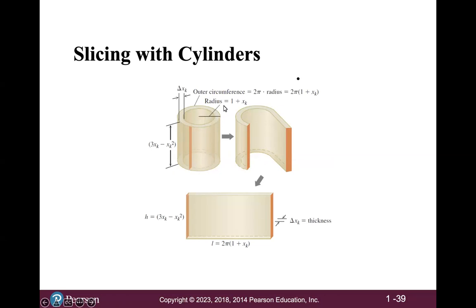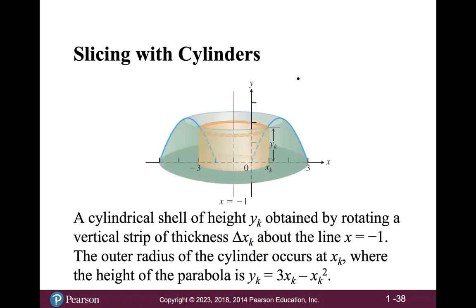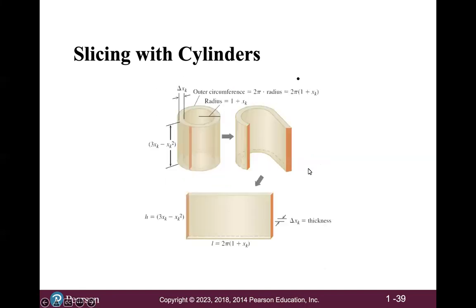The radius of the shell is 1 plus x sub k, and that's because, if I go back to this picture, the distance from the y-axis to x sub k is, of course, x sub k, and then the distance from 0 to -1 is 1. So altogether, the distance from here, which is at the center of the shell, all the way out to here is 1 plus x sub k. So that's the radius of the shell. The height of the shell is 3x sub k minus x sub k squared.